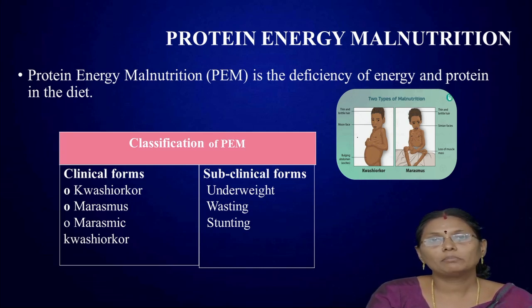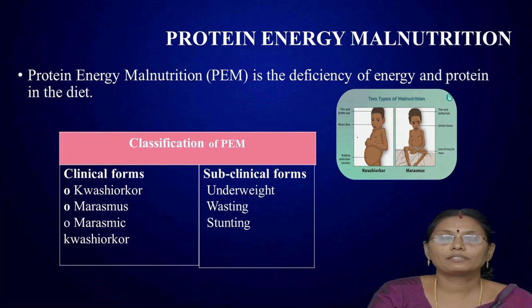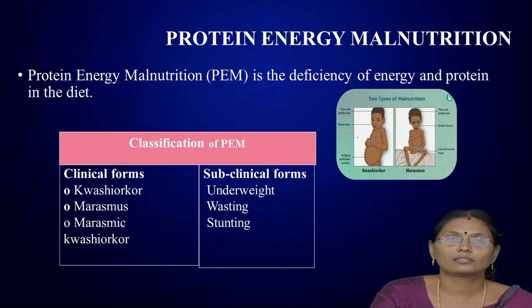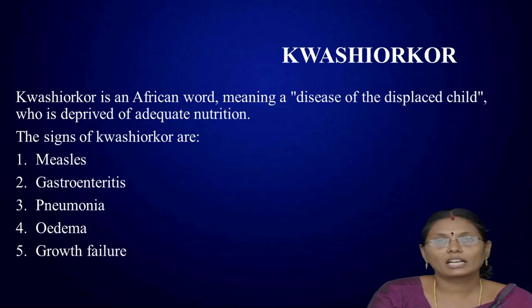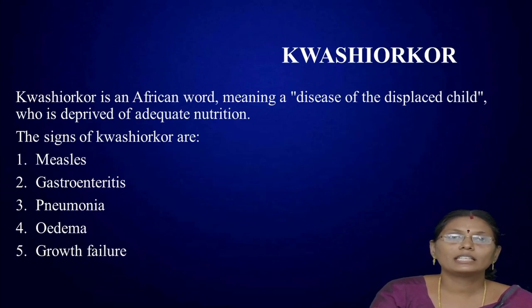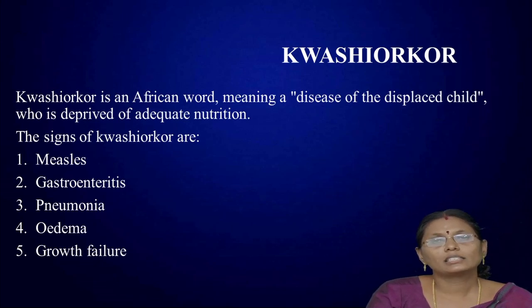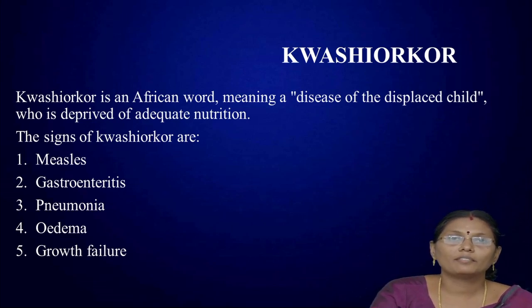Protein energy malnutrition is classified into 3 categories: kwashiorkor, marasmus and then marasmic kwashiorkor. Kwashiorkor is an African word. It means disease of the displaced child. It occurs due to prolonged breastfeeding, and inadequate or late weaning.